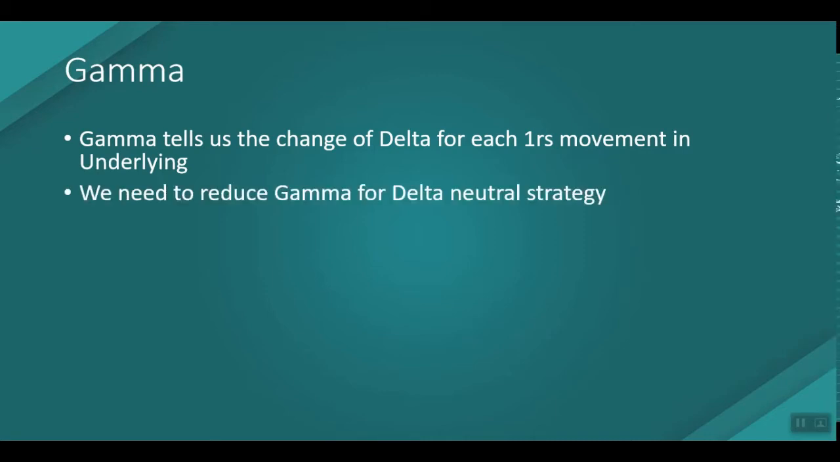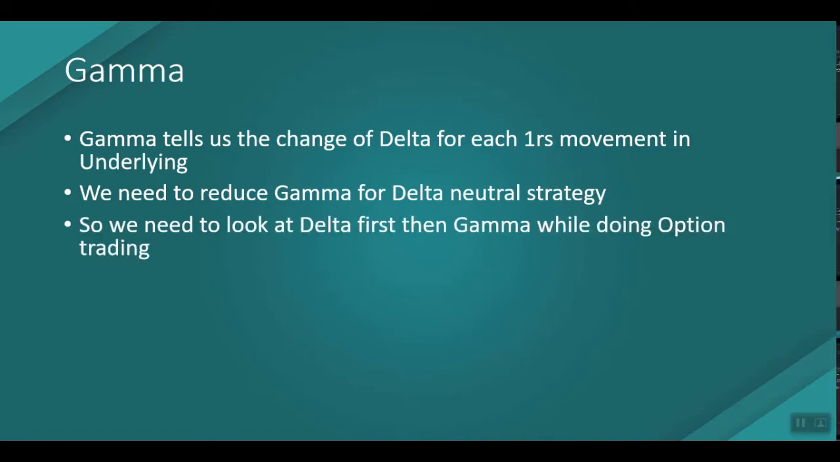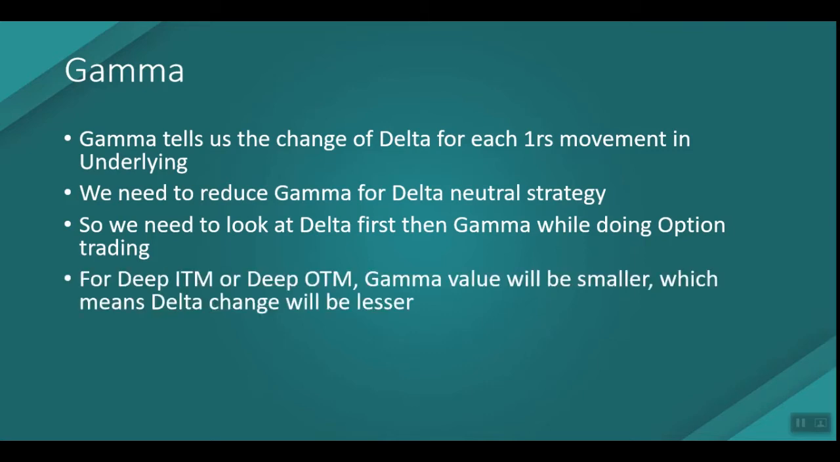To calculate the change in the delta, we use the gamma. We need to reduce the gamma for a delta neutral strategy. So we should reduce our gamma, only then can we have a delta hedged strategy, which is a delta neutral strategy. So we need to look at the delta first, then look at the gamma as well while doing option trading. For deep in the money or deep out of the money options, gamma will be smaller, which means the delta change will be lesser.